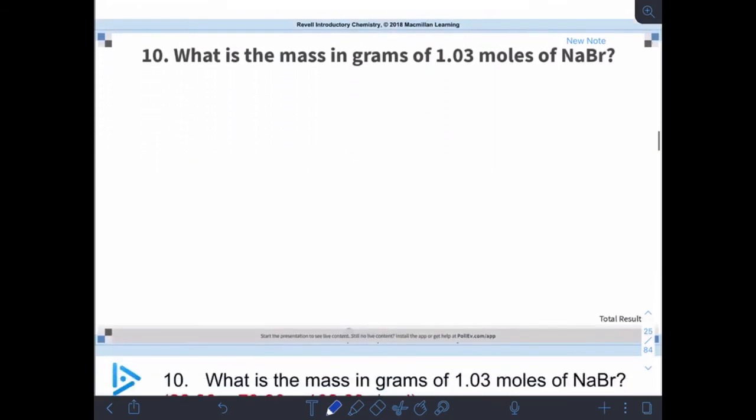So let's look at question 10. So what is the mass of 1.03 moles of sodium bromide? So if I have mass in grams and I have moles, that tells me that I'm going to use molar mass, because my units of molar mass are grams and moles.